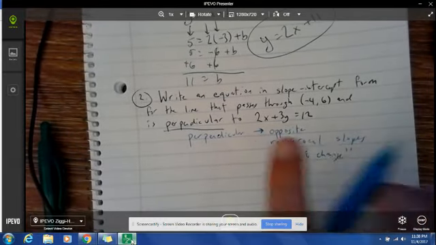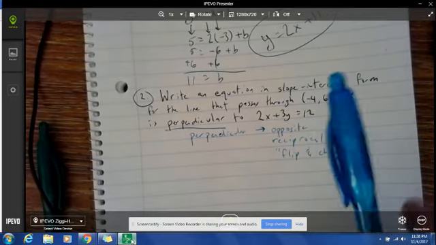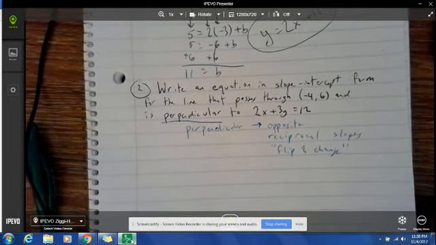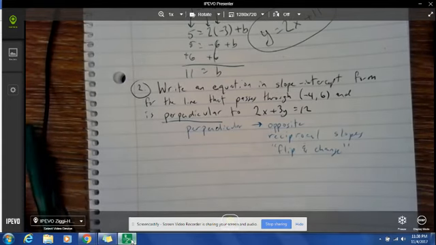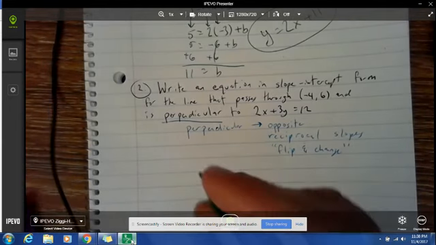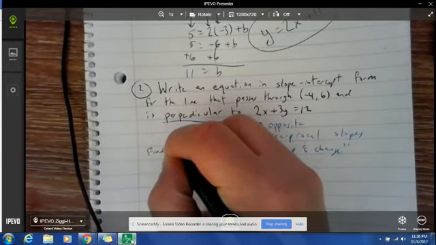Okay, well first we have to figure out what's the slope of this deal. So that's step one. If we don't know the slope of this, then we gotta find it out. And it's not in slope-intercept form, so we gotta put it in slope-intercept form. You see? All right, so let's start there. Find slope.